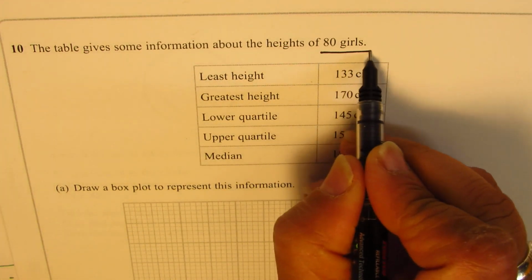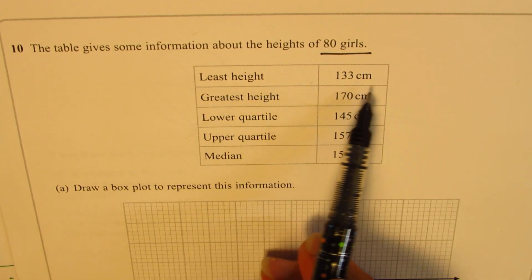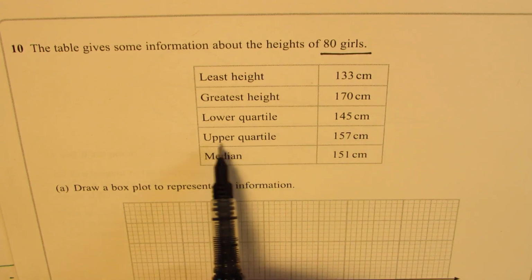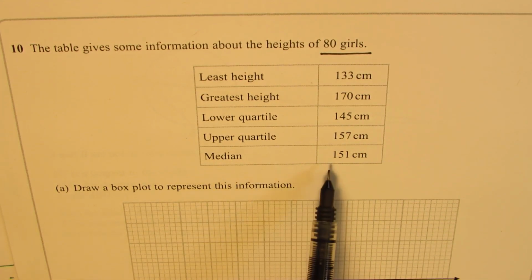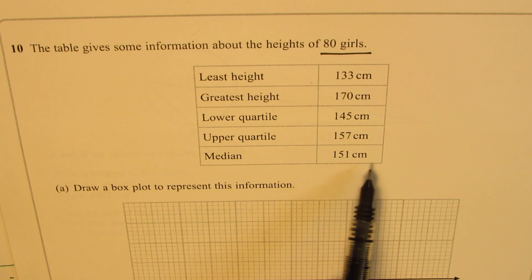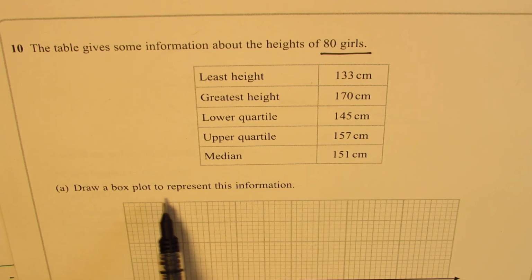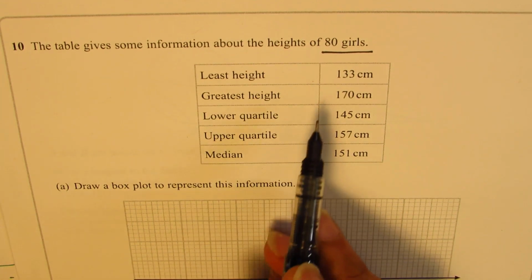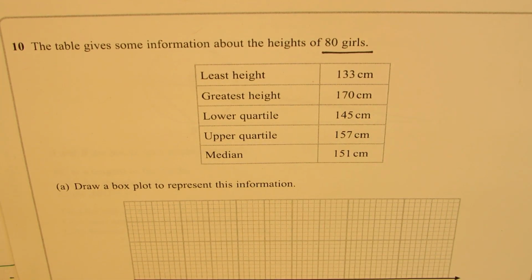So we have a total of 80 girls. Least height 133 centimeters, greatest is 170, lower quartile 145, upper is 157, median is 151. Draw a box plot to represent this information. Okay, so the least is what? 133. So this is 130 given to us.